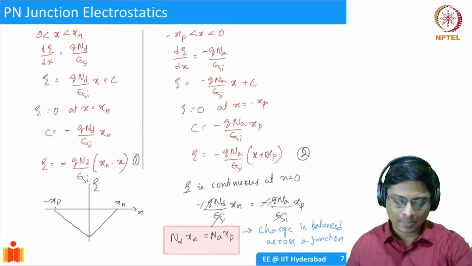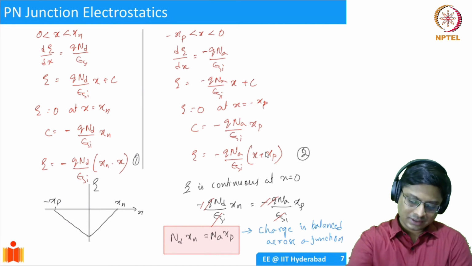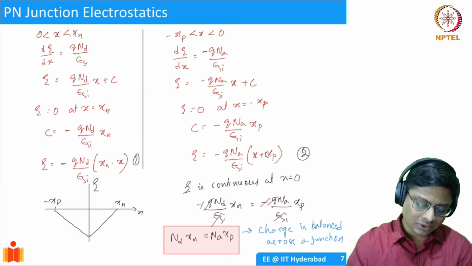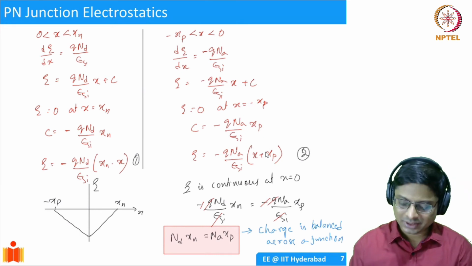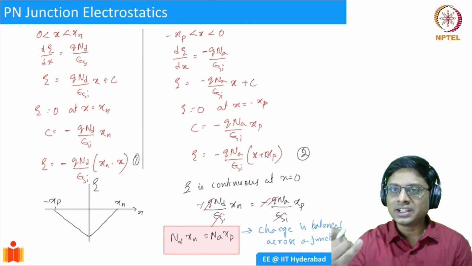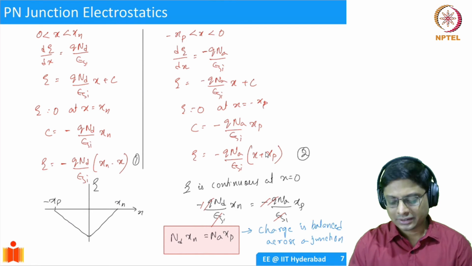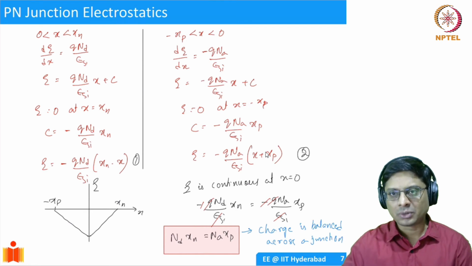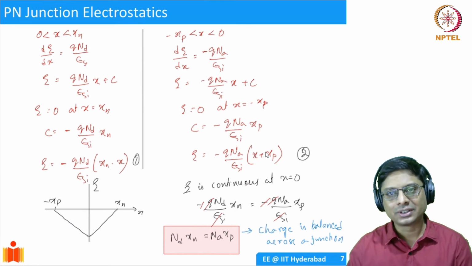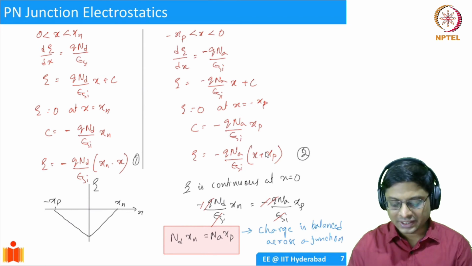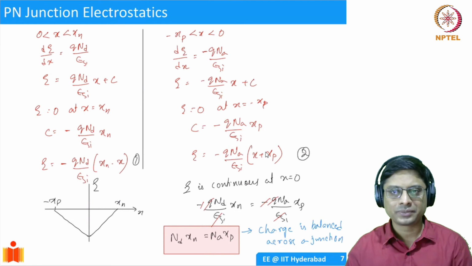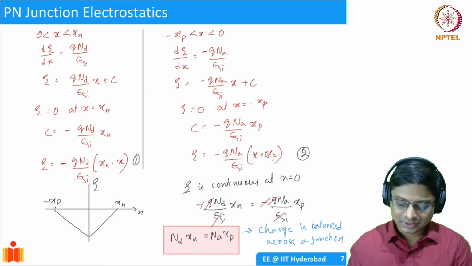You can have scenarios where, we will come back to it in a moment, I can have a large ND. If I have a large ND, my Xn is going to be small, and Na can be small, so Xp is going to be large. Eventually, the product of ND Xn should be equal to Na into Xp. This is the criteria, so this cannot be violated.